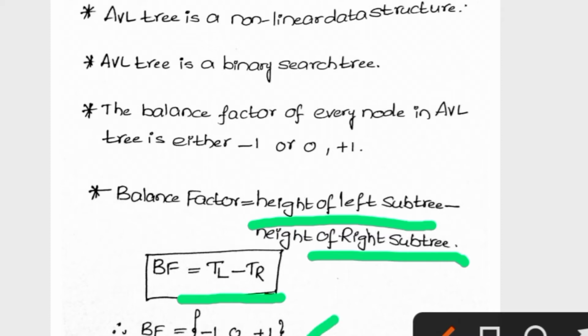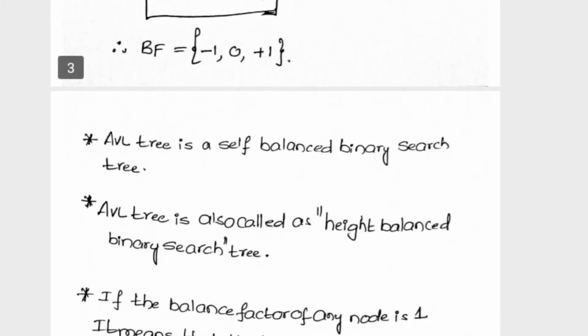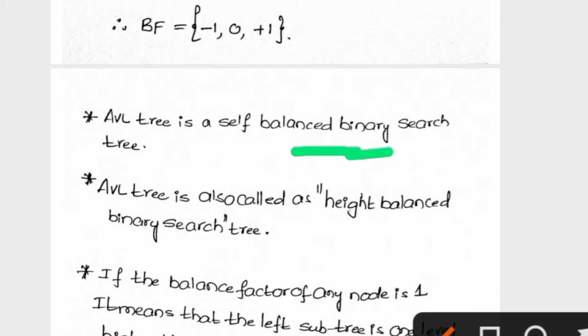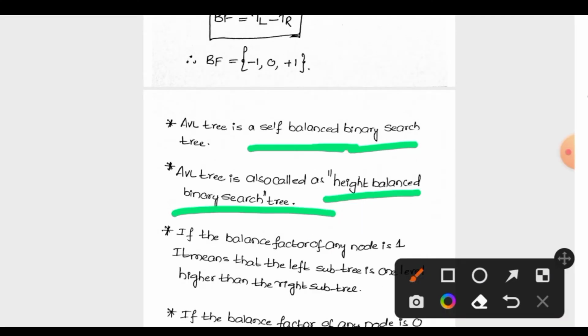After inserting the elements, we will calculate the balance factor in the AVL tree. For calculating the balance factor, the AVL tree is a self-balanced binary search tree. The other name for the AVL tree is self-balanced binary search tree, and it is also called a height balanced binary search tree. If the balance factor of any node is +1, it means that the left subtree is one level higher than the right subtree.